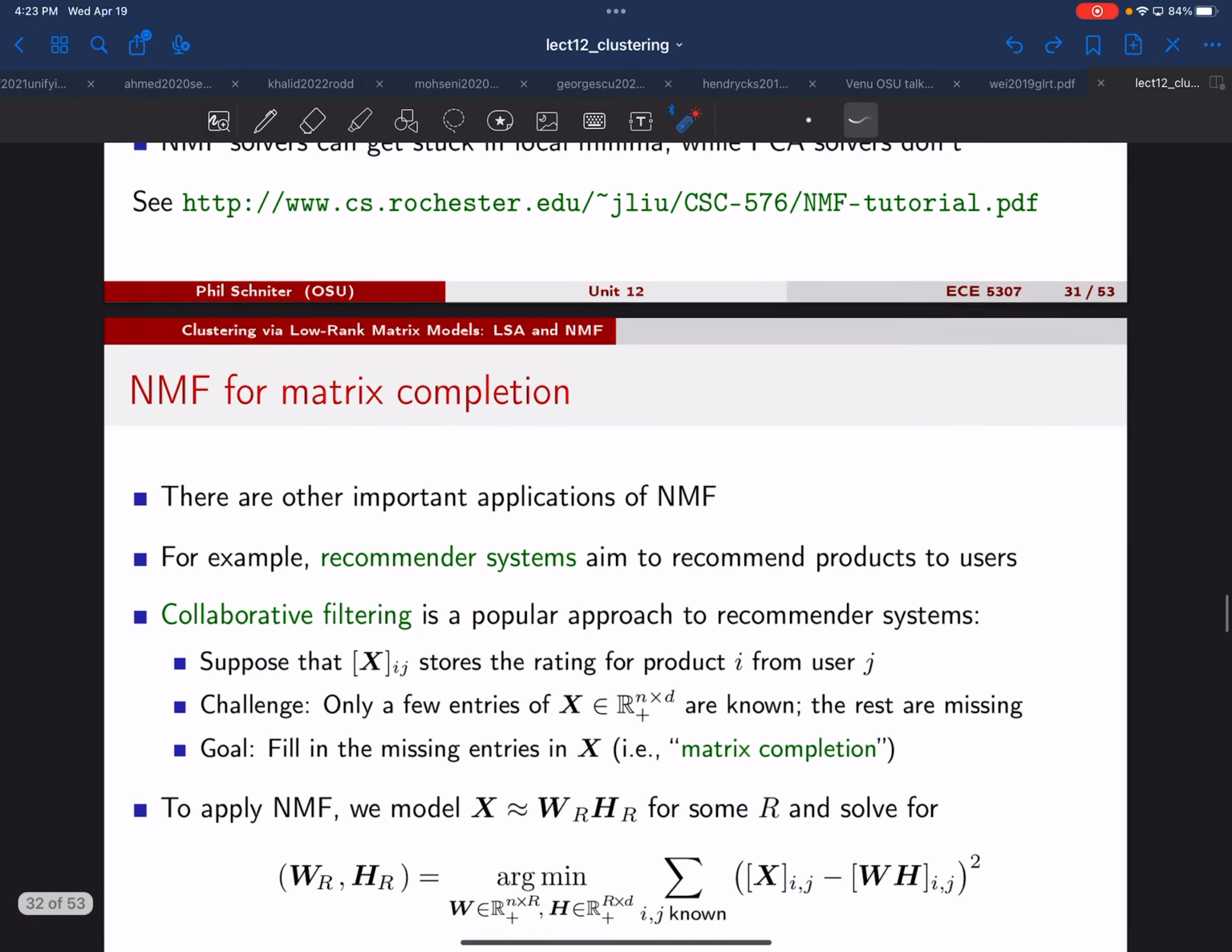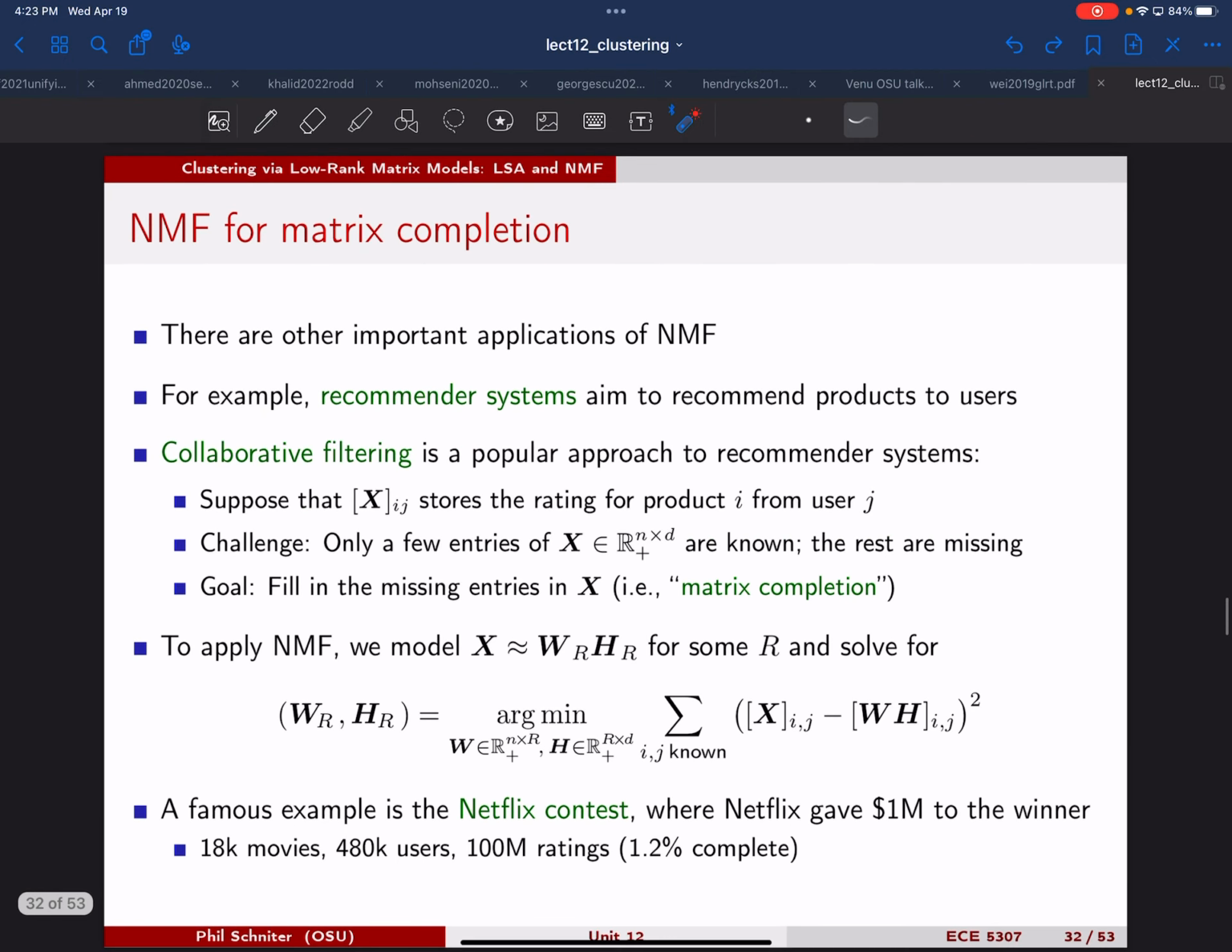Let me show you another nice application of non-negative matrix factorization, which is recommender systems. The goal of recommender systems is to recommend products to users. Every time you go on the internet and you see an ad, there's a recommender system under the hood recommending that ad about that product to you. This is really big business. Billions of dollars go into designing these things.